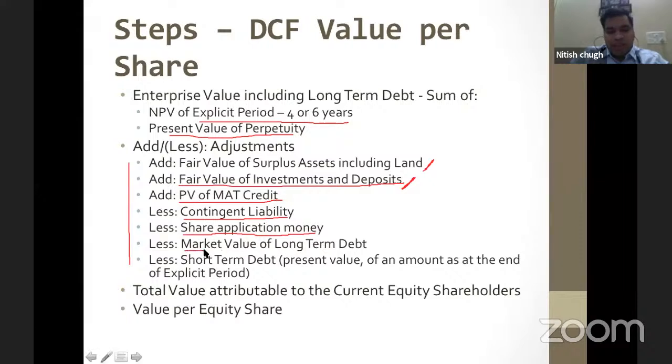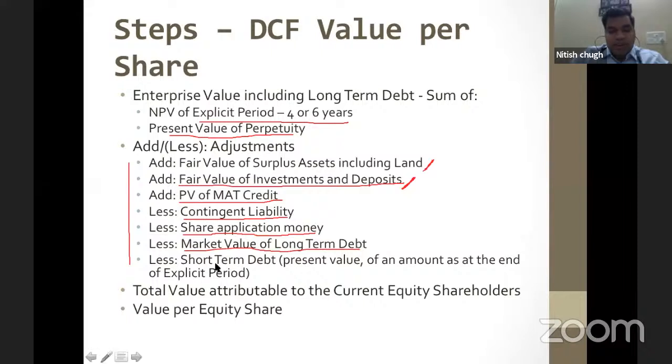Then the market value of long-term debt. The market value of long-term debt is reduced from the enterprise value so as to calculate the value of equity, right? We have discussed yesterday, value of enterprise value is equivalent to value of debt as well as value of equity. For arriving at value of equity, we need to reduce market value of long-term debt rather than the book value.